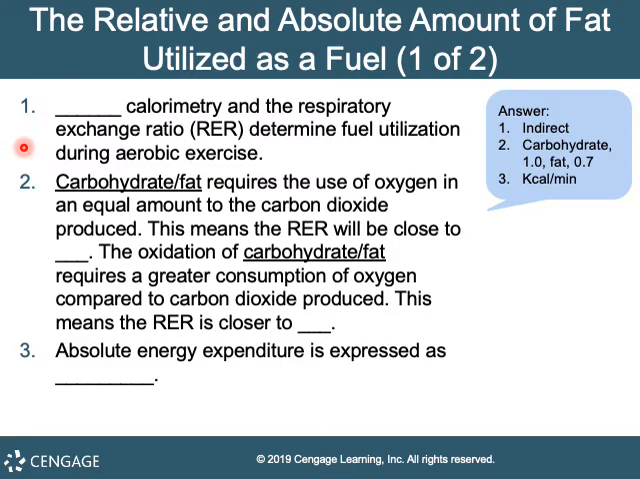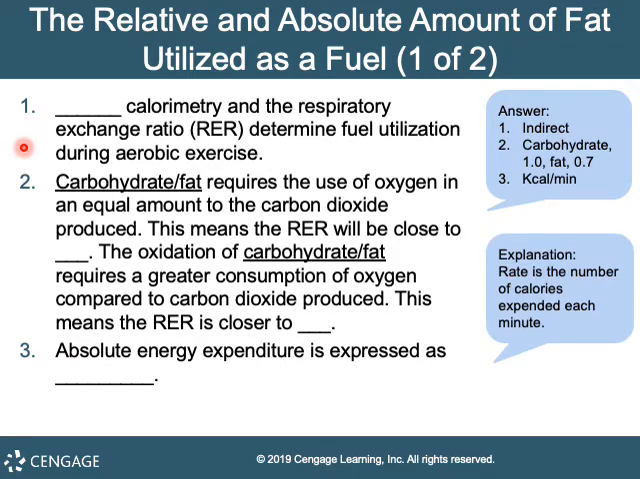A little bit of review from the first couple chapters. Indirect calorimetry and the respiratory exchange ratio, or RER, determine fuel utilization during aerobic exercise. Carbohydrate requires a use of oxygen in an equal amount to the carbon dioxide produced. This means the RER for carbohydrate will be close to 1.0.